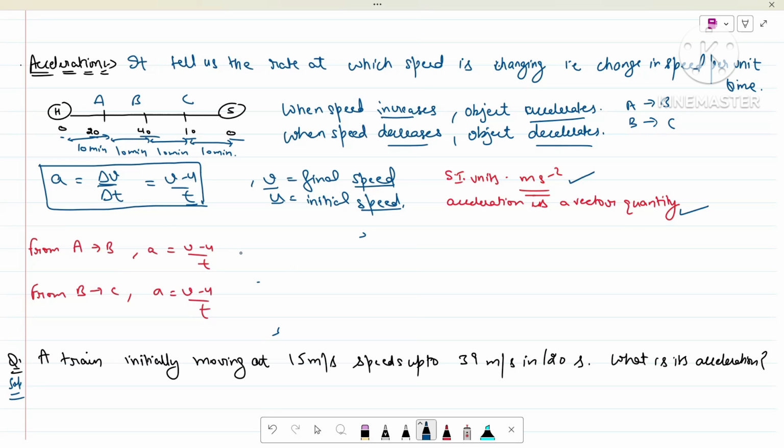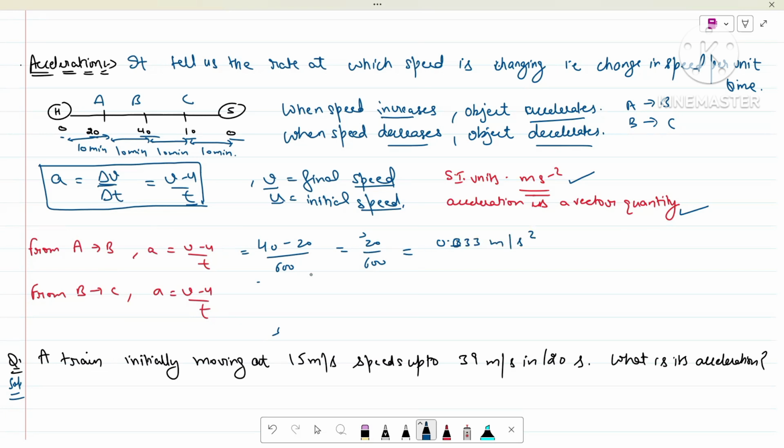So from A to B, if I have to find acceleration, when the particle reaches from A to B, the final speed is 40, minus the initial speed, that is 20. Time taken is 10 minutes. If I convert it into seconds, it will come to be 600 seconds. So acceleration from A to B will be 20 divided by 600, that is 0.033 meter per second square.